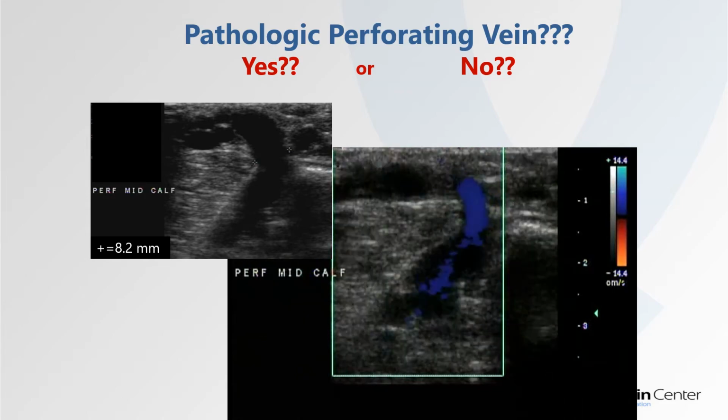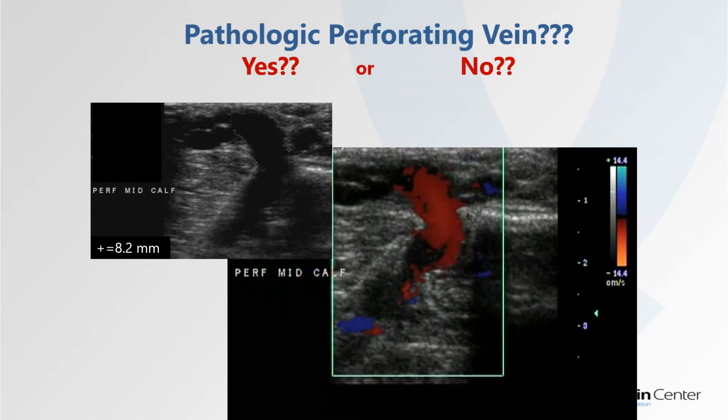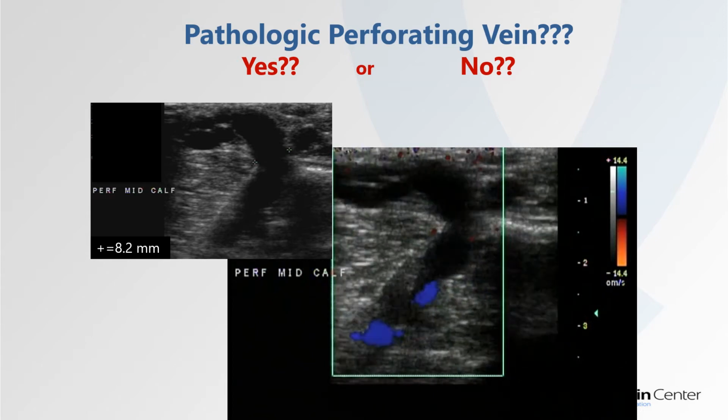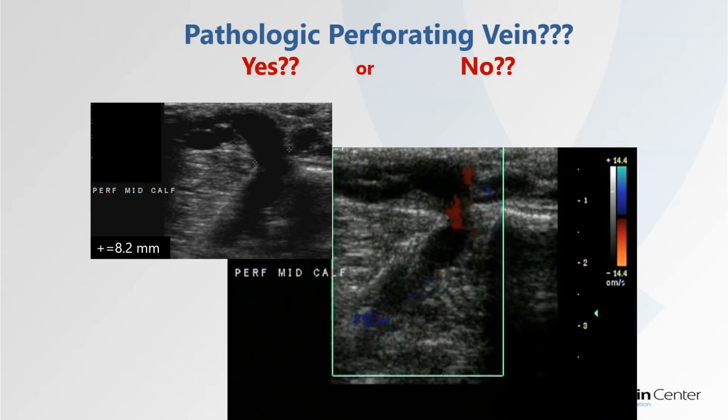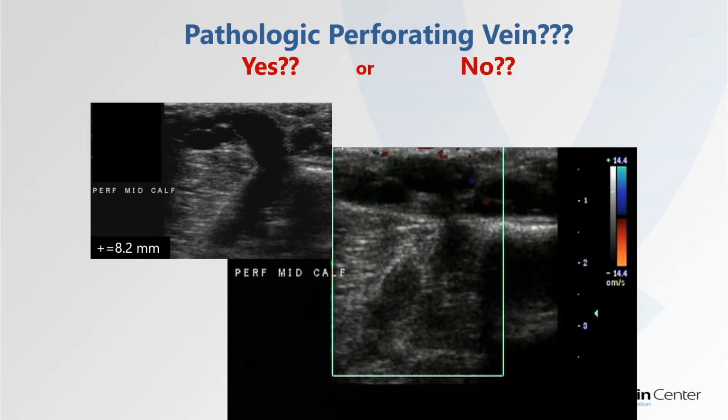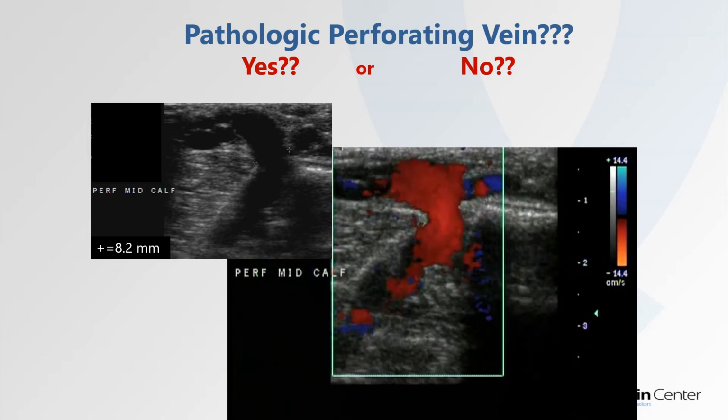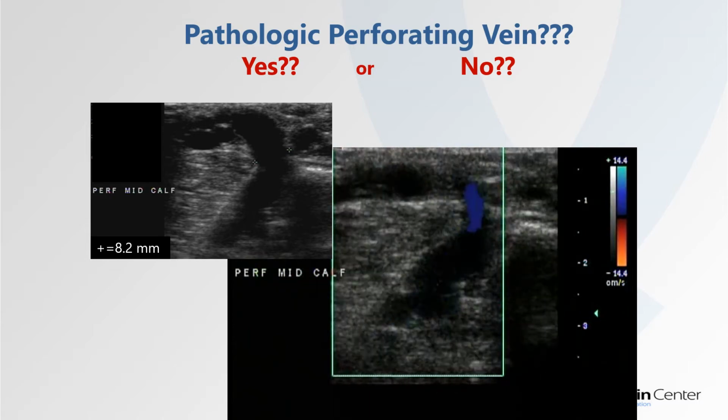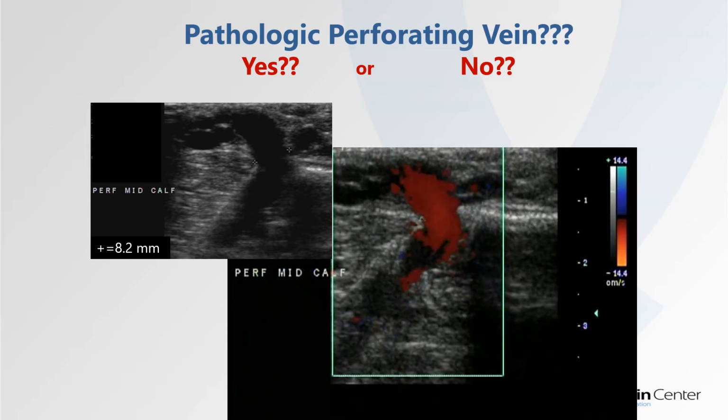Let's look at an example. Actually, I borrowed this from a previous presentation here on Virtual Vascular Lab. Here's a mid-calf perforator, 8.2 millimeters. Wow, that's pretty large. A lot of reflux. So what do you think? Is this pathologic?